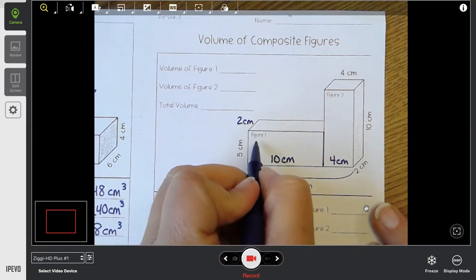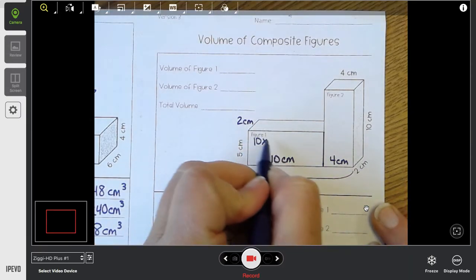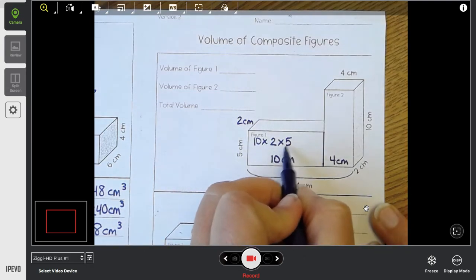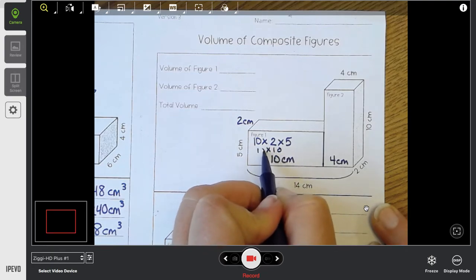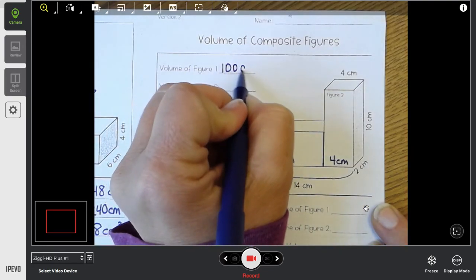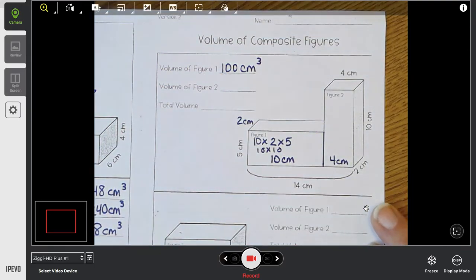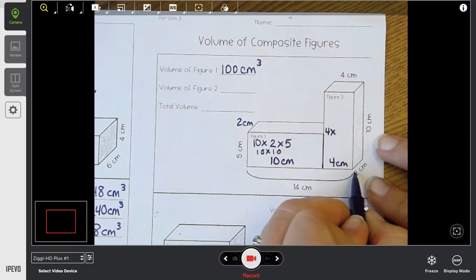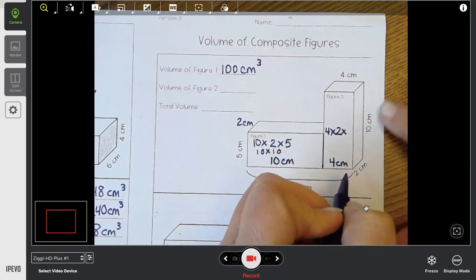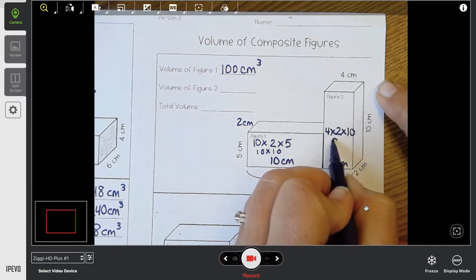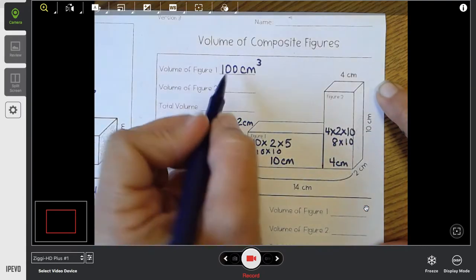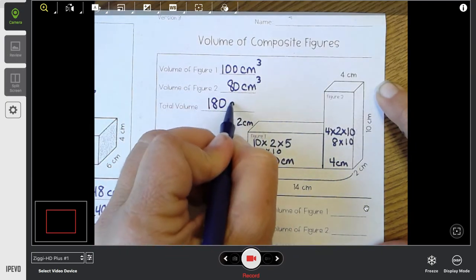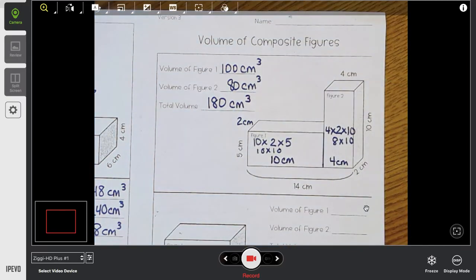So for figure 1, I'm going to use length 10 times width 2 times height 5. I get 10 here times 10. Figure 1 is 100 cubic centimeters. Figure 2, my length is 4, my width is 2, and my height is 10. 4 times 2 is 8, times 10 is 80 cubic centimeters. So the total volume is 180 cubic centimeters.